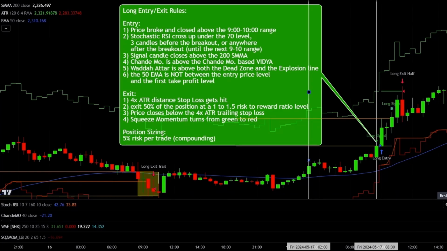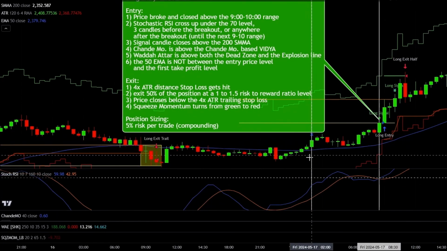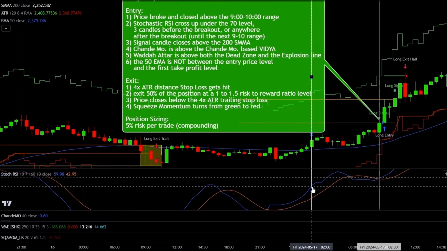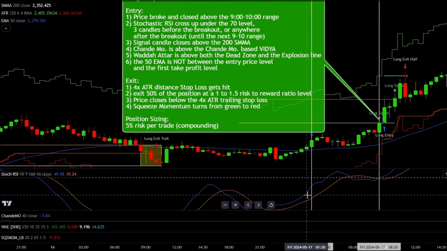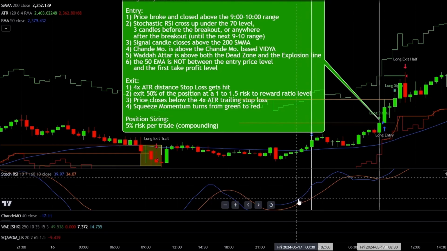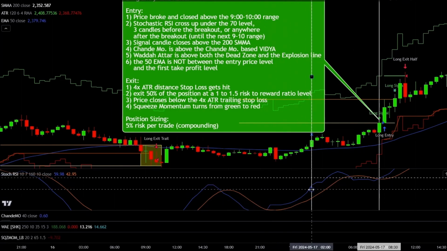Let's open up the stochastic RSI and check if we get a valid cross up. So after the breakout, the stochastic RSI is already bullish. The blue line has already crossed above the orange line. But when did the cross up occur? If we count back 3 candles and we see a cross up under the 70 level, then it's a valid cross up. Let's see. 1, 2 and 3. And the cross up happened way earlier, back here, so this is not a valid entry yet.